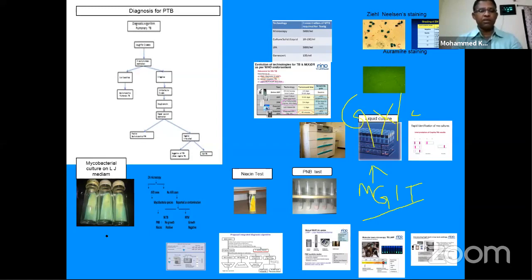This is a conventional TB LJ medium, but it is no more done because it will take 4 weeks, whereas Gene Xpert or CBNAAT will take 90 minutes. MGIT will take 2 weeks.